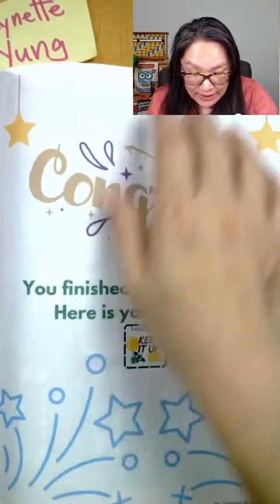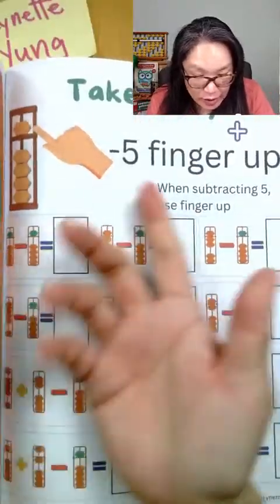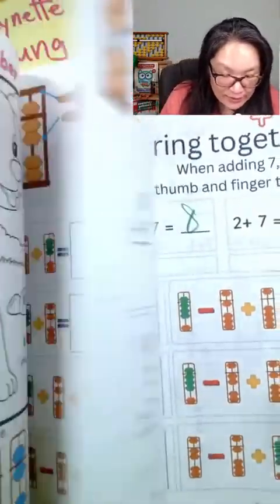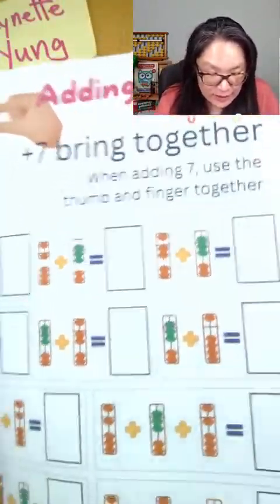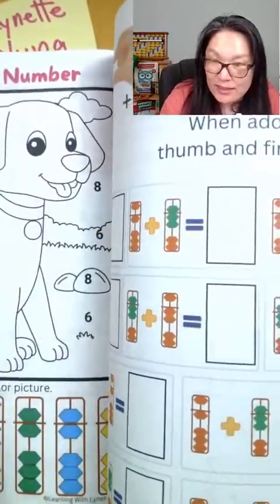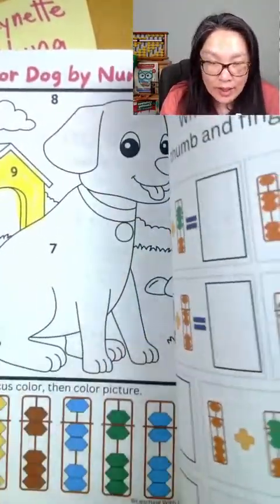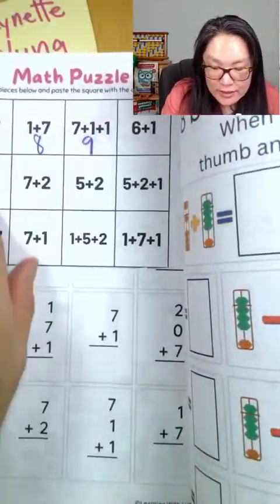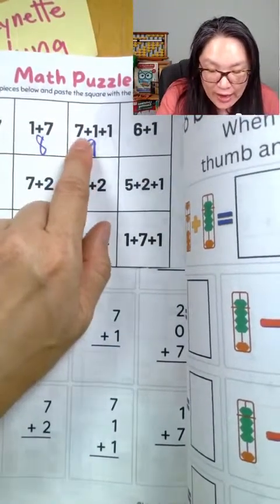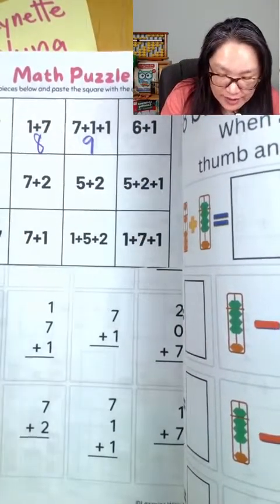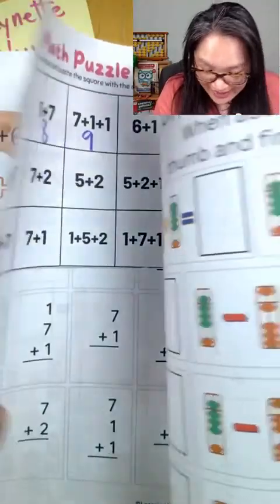So after adding, again, there's subtraction. So after we add all the way to plus 7 and plus 8 plus 9, I added some activities, like this one which is colored by number. And I thought it was kind of cool for the kids. This one is a puzzle. So you have to answer the question, and there's a puzzle piece. But I think I lost the puzzle pieces.